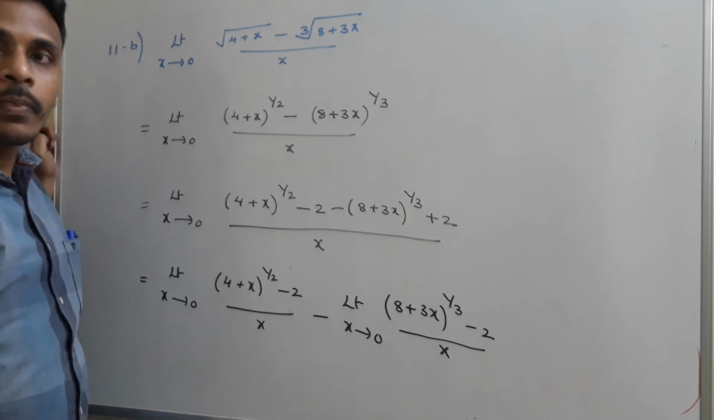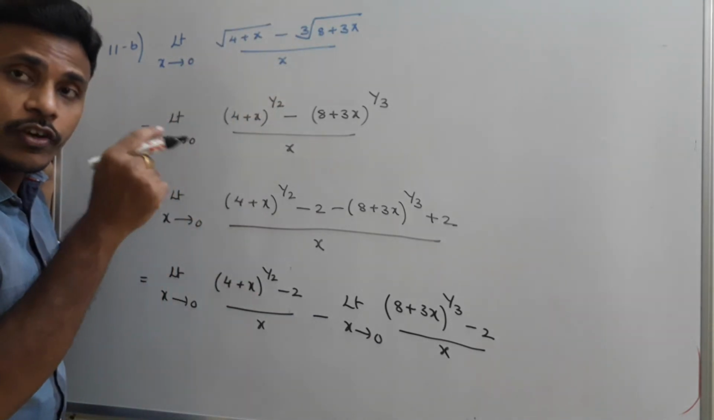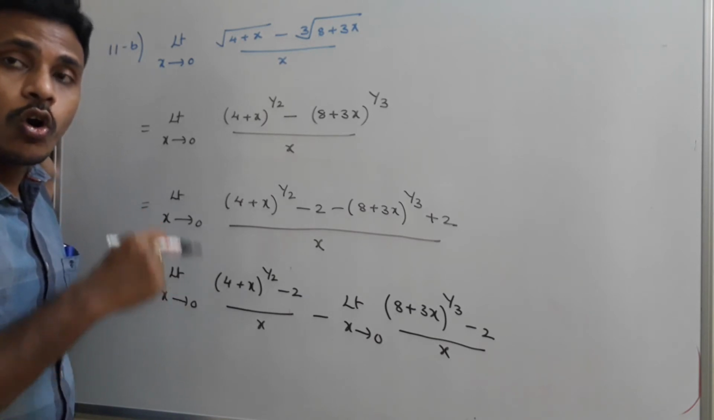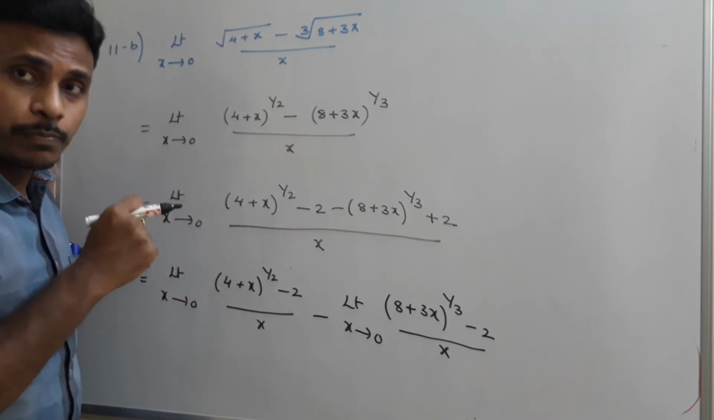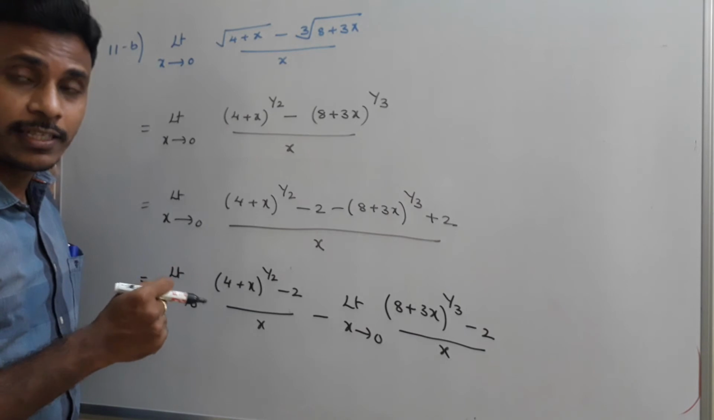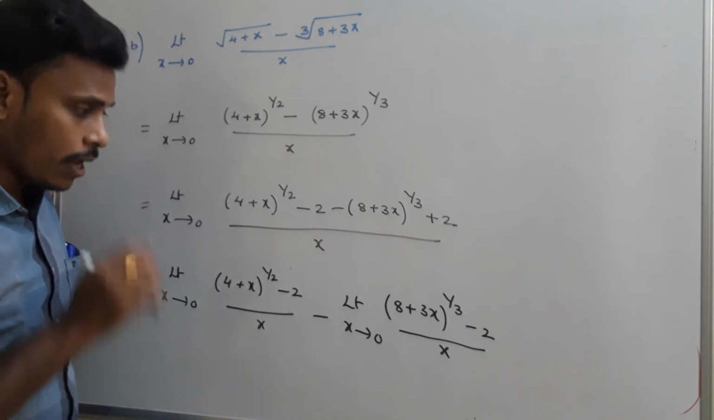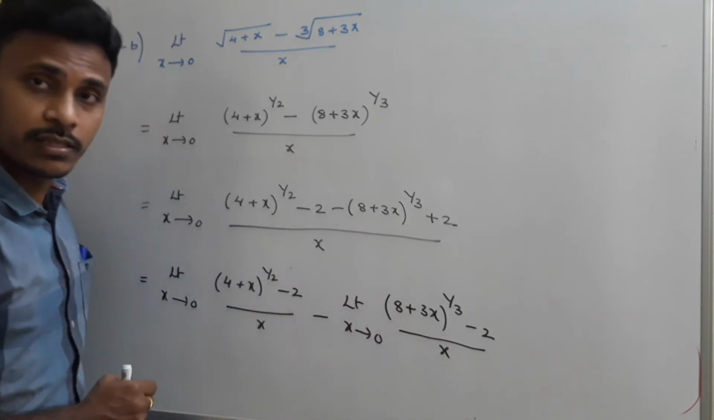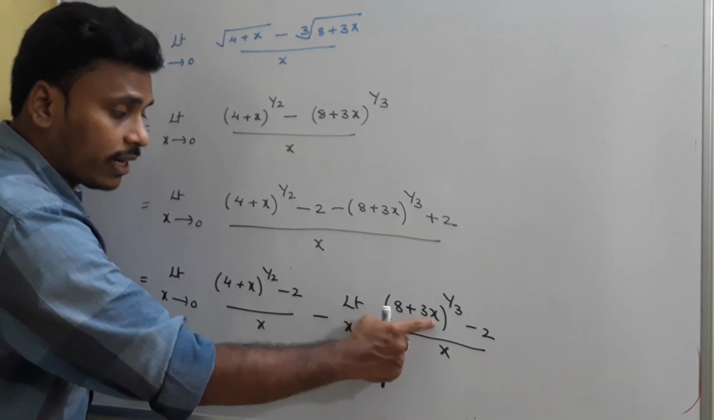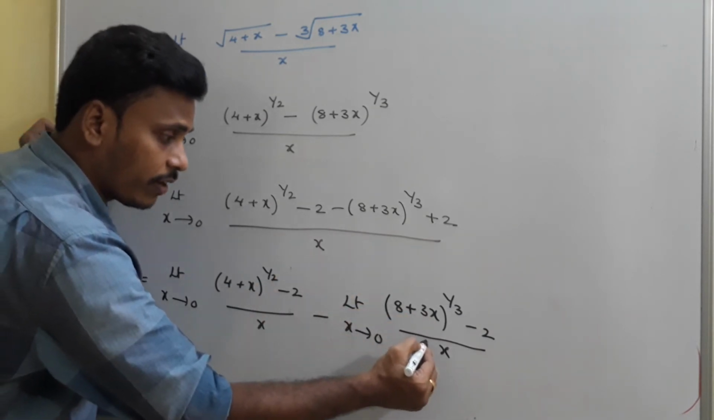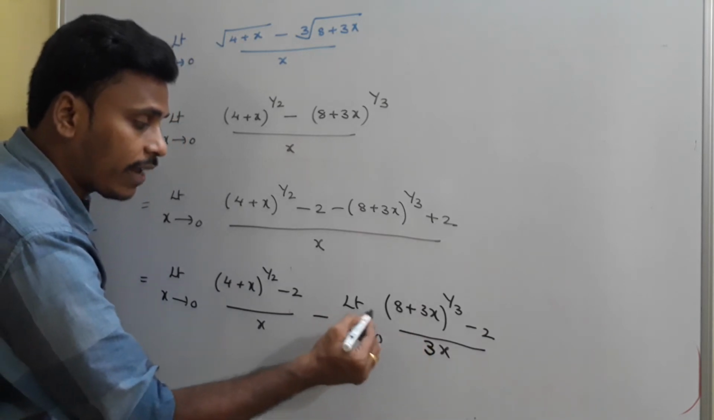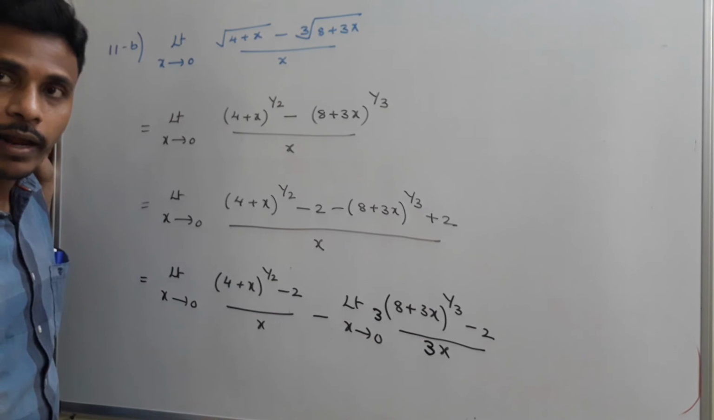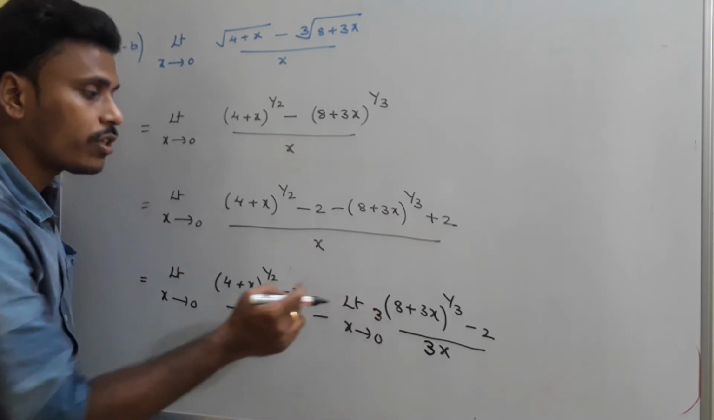Just recall that standard pattern: limit x tends to a of (x power n minus a power n) by (x minus a). That is the standard pattern, right? But here it is 8 plus 3x, whereas what I have in the denominator is x. So to get that 3x, I will multiply by 3 and divide by 3. Okay, 3 and then 3, no problem. And now you just write this 3 out.